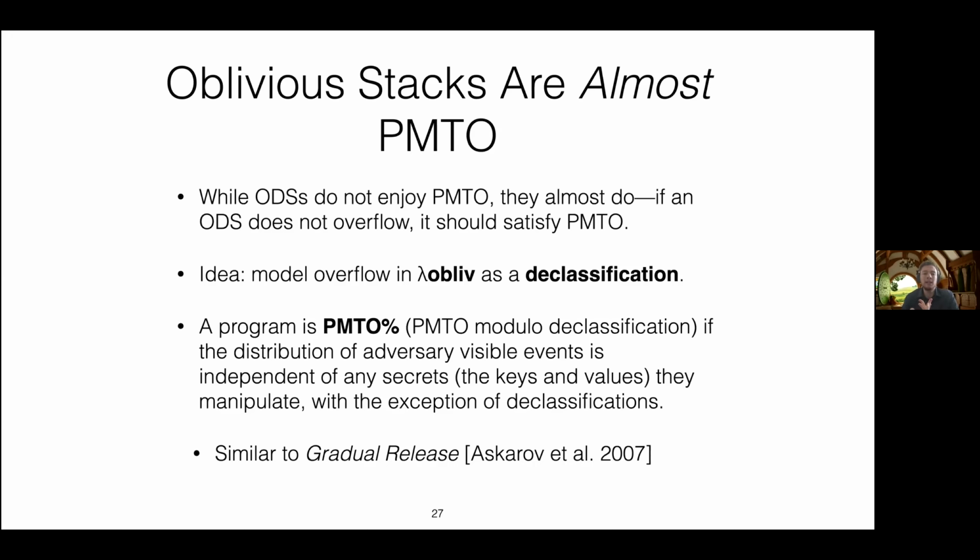And so our idea is to model overflow in our language lambda obliv as a declassification, which it ought to be because it actually is leaking information. And so we're proposing this PMTO mod, or PMTO modulo declassification, which is just PMTO, but with the exception that differences in the trace are allowed to be induced, but only by declassifications. And this is similar to gradual release, if you're familiar with declassification policies.